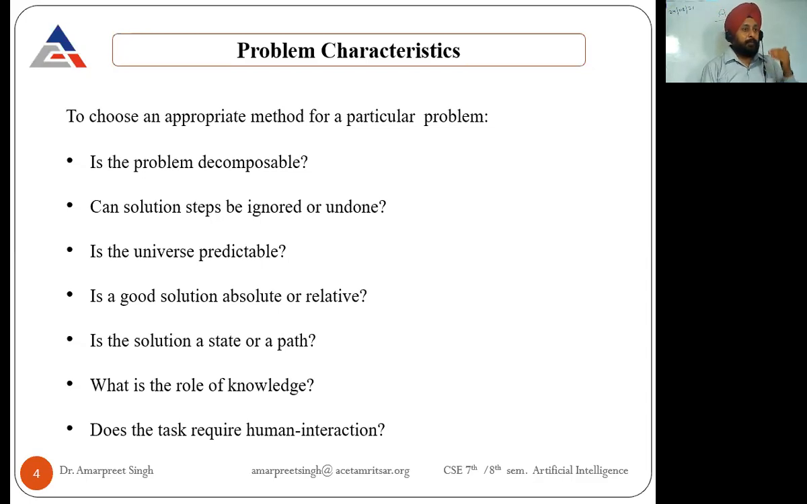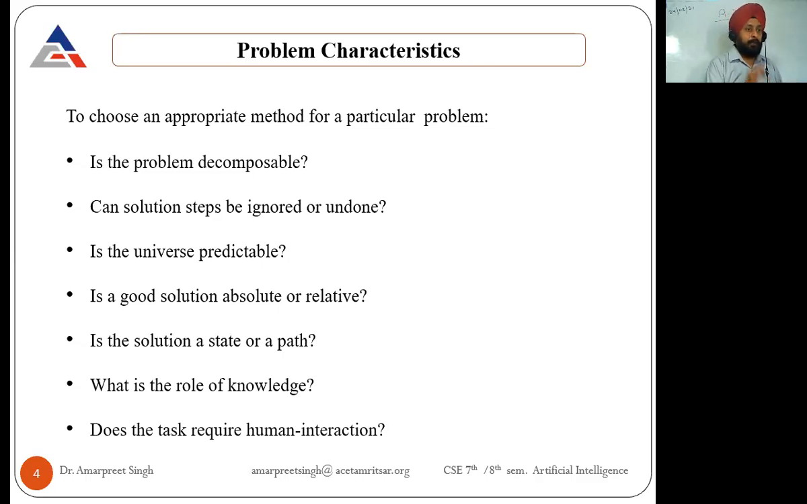Next, is the universe predictable? What is the nature of the problem? What is the environment around the problem? Is it predictable or not? Is a good solution absolute or relative? Whatever solution you are finding, is it just an absolute solution or is it relative? Relative solution means in comparison to something. I will come to each characteristic one by one.